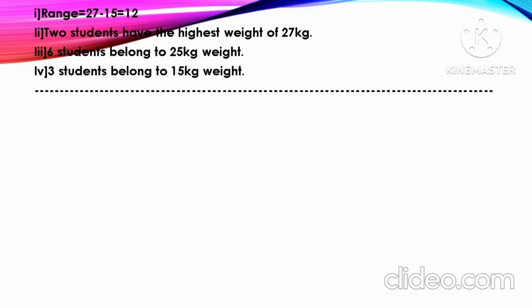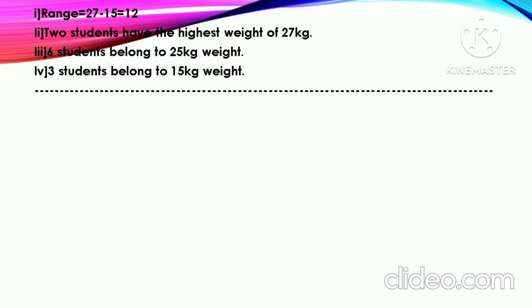Next, what is the weight to which the most students belong? More number of students refers to the frequency. So here the highest frequency is 6. So the answer is 6 students belong to the weight 25. So 6 students belong to 25 kg weight is the answer for the third subdivision.